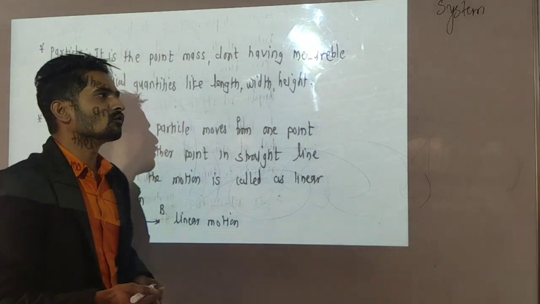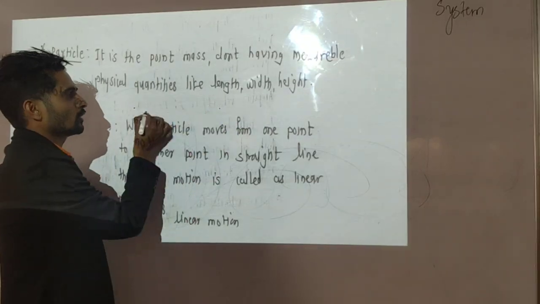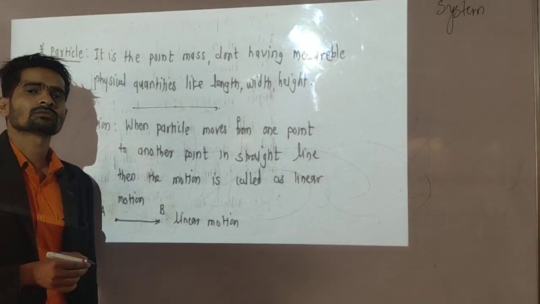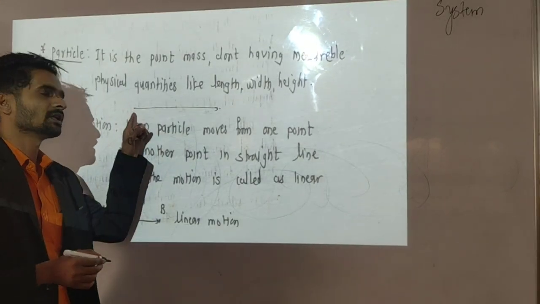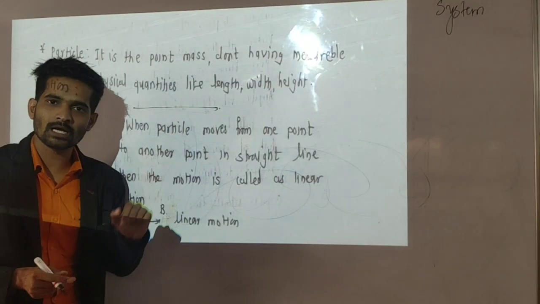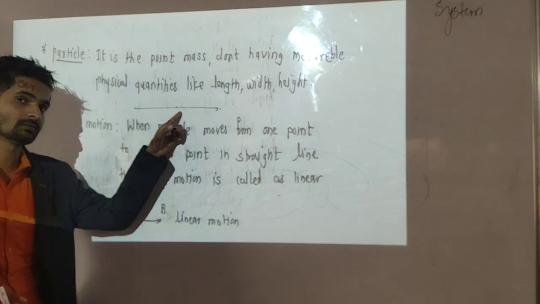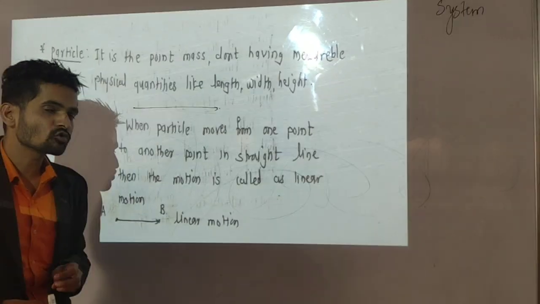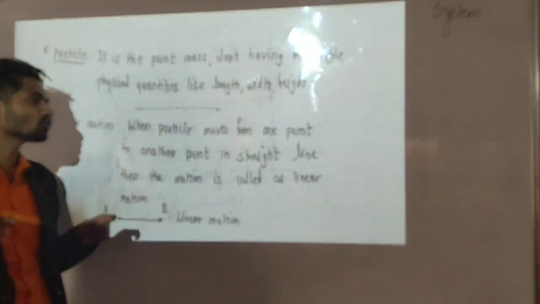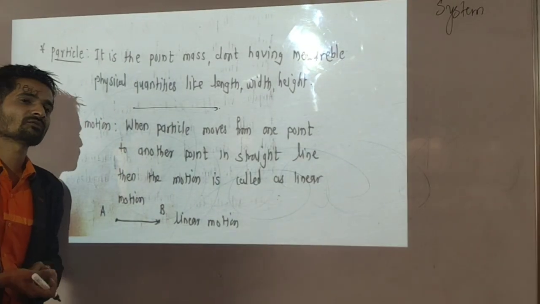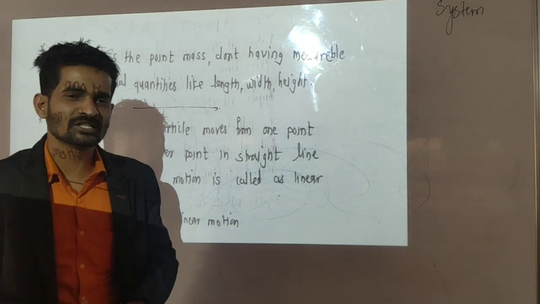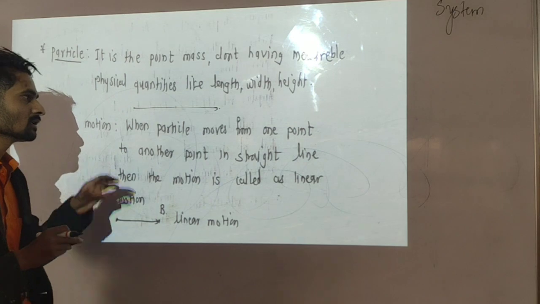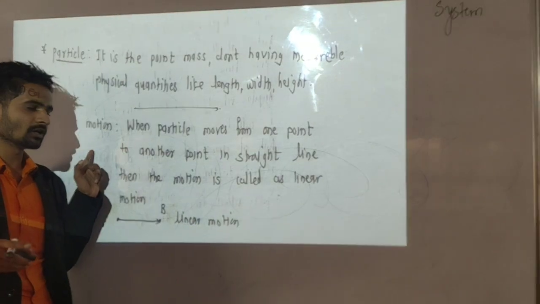Whenever a particle moves from one point to another point in a straight line, this motion is called linear motion. Keep in mind, linear motion, this word is strictly related to the motion of a particle. Sometimes while defining, we directly use object or bodies, but keep in mind, linear motion is strictly related to the particle.